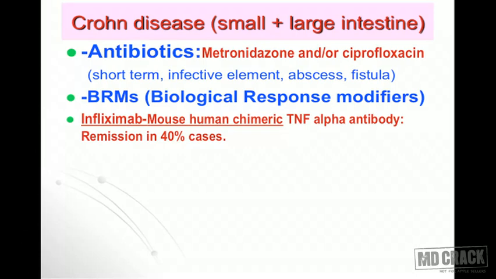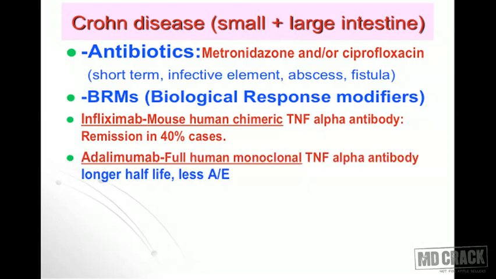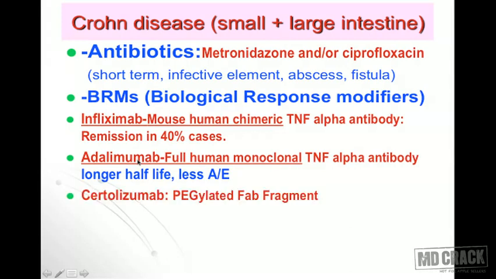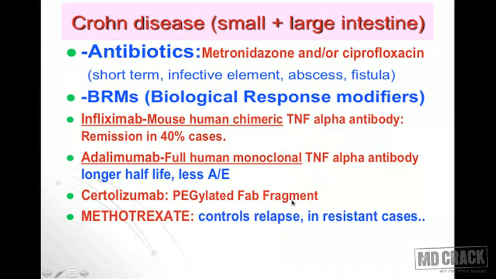First one is infliximab, a mouse-human chimeric TNF alpha antibody, and it's known to produce remission in 40% of cases. The second one is adalimumab. This is a fully human monoclonal TNF alpha antibody, has a longer half-life and is comparatively safer, with fewer adverse effects. So infliximab and adalimumab. Next we have certolizumab. It's a new agent. It's a pegylated fragment of TNF alpha antibody. So you have three antibodies, infliximab, adalimumab and certolizumab.